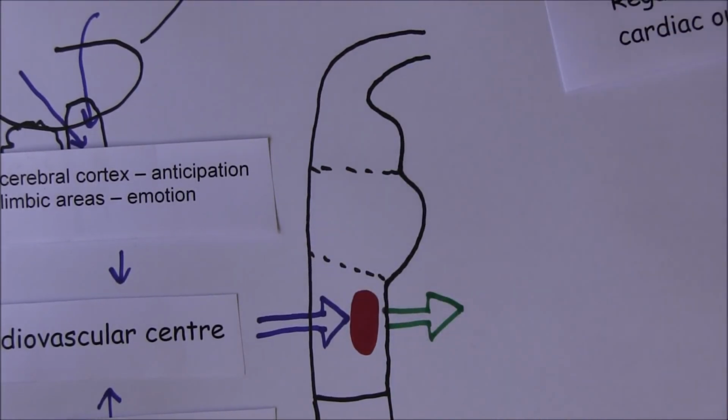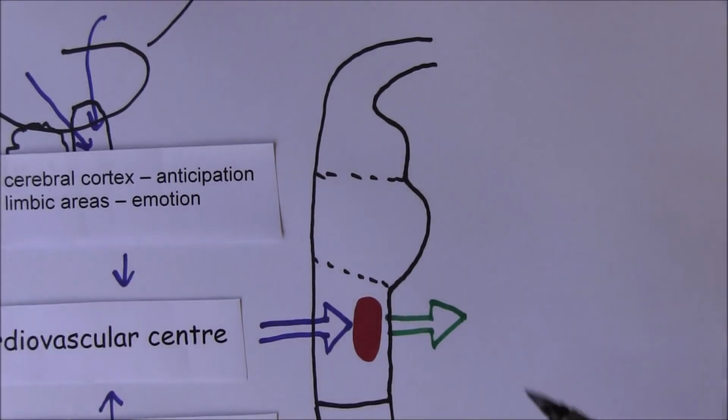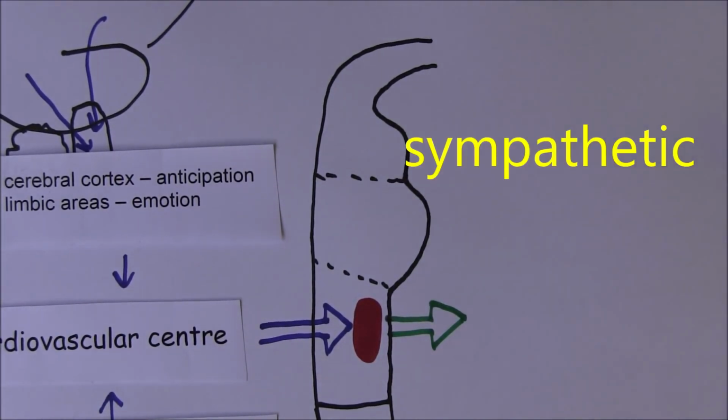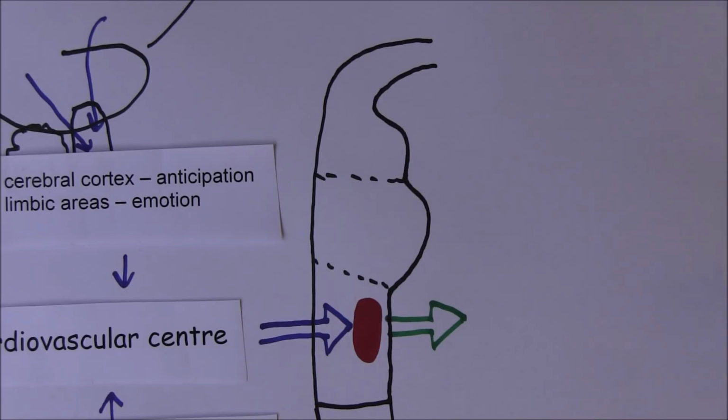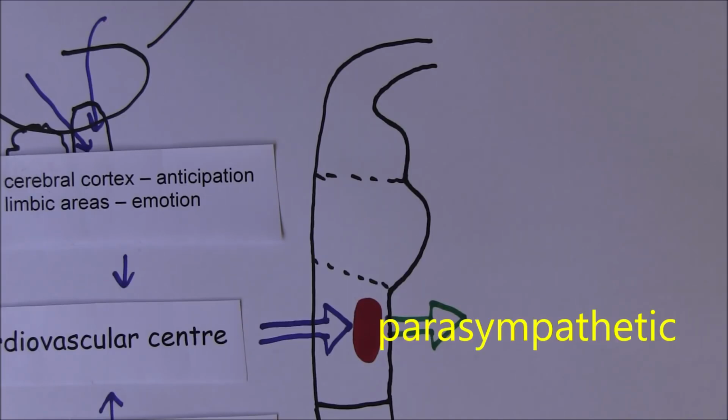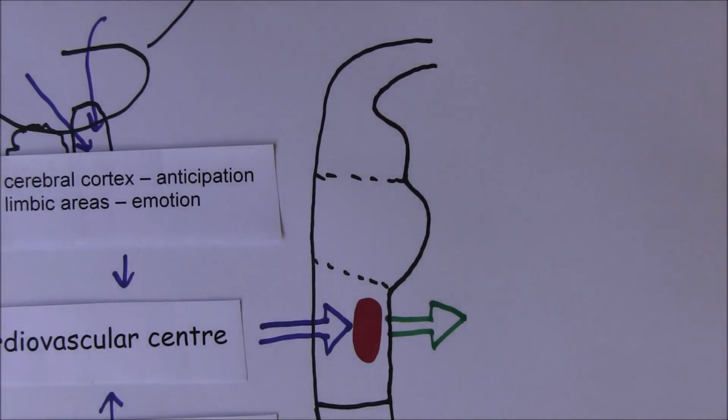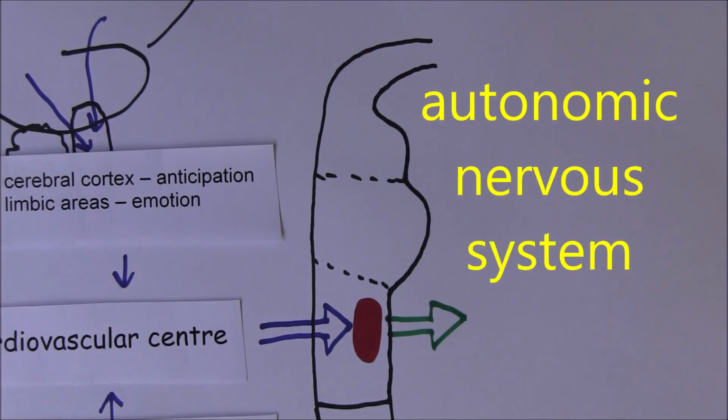And there's basically going to be two forms of output from the cardiac centre. There's going to be activity of the sympathetic nervous system and activity of the parasympathetic nervous system. The sympathetic nervous system increases heart rate for fight or flight. The parasympathetic nervous system is going to reduce cardiac activity. Remember, it's the rest and digest nervous system.